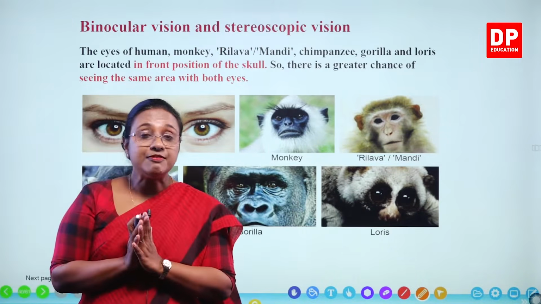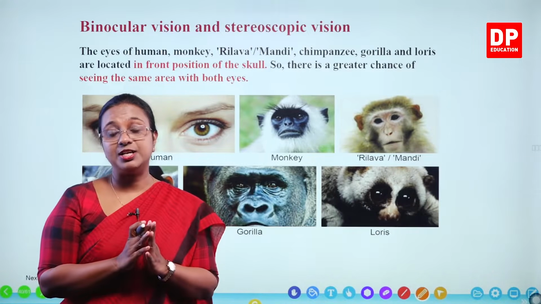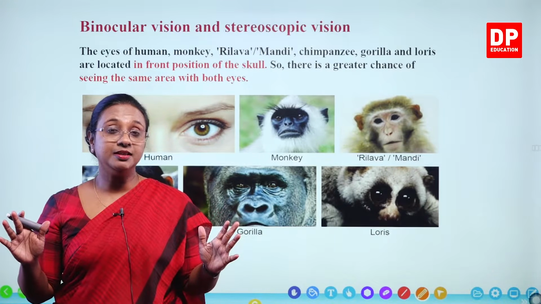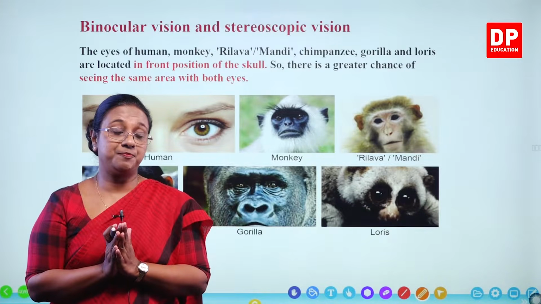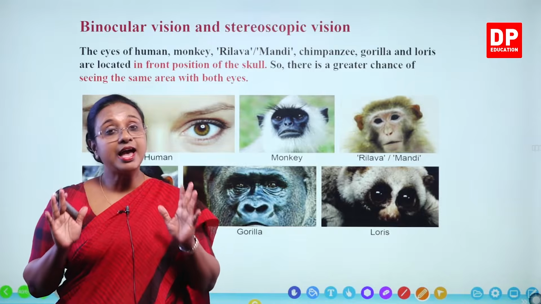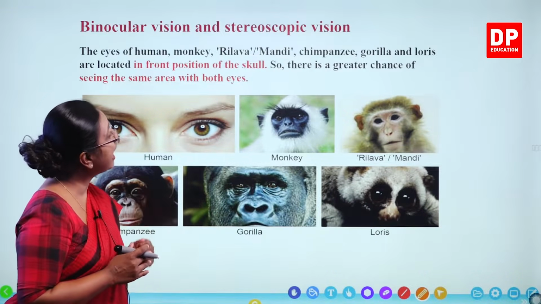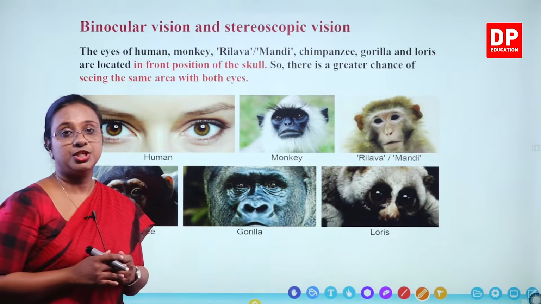Now you all are very familiar with the structure of the eye, and now you know how an image forms, how defects can occur and how we can correct them. In addition to all this, our eye has two special properties, that is binocular vision and stereoscopic vision.